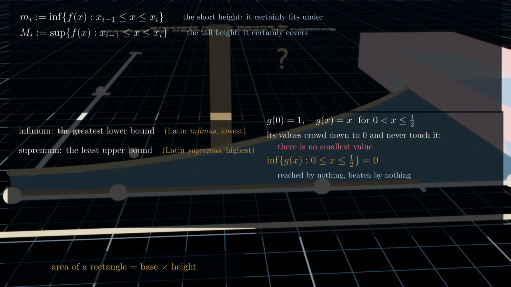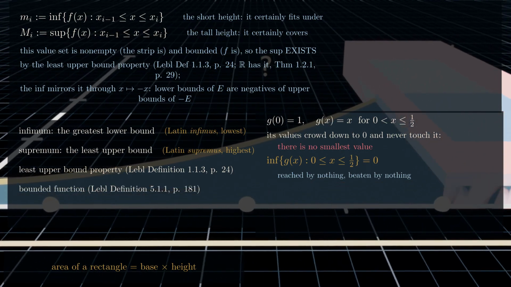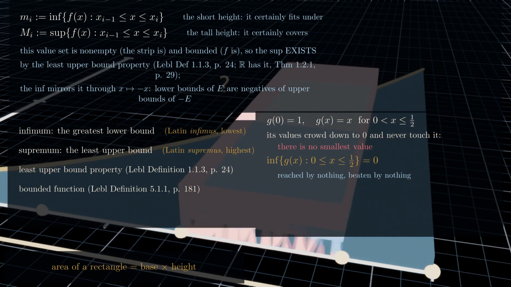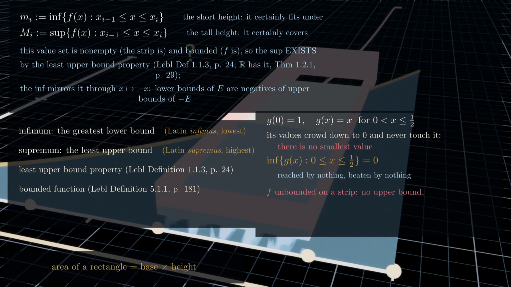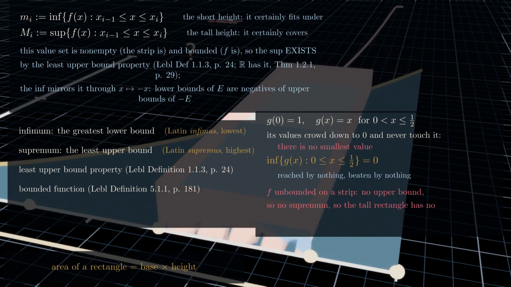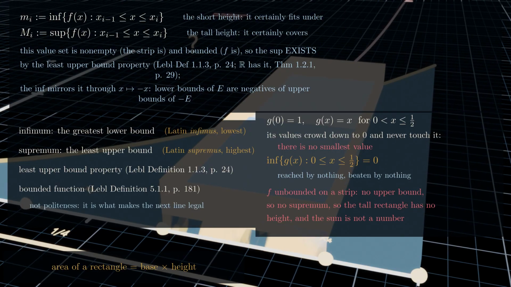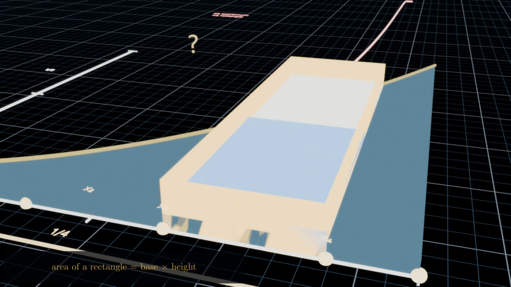Supremum is the least of all upper bounds. The real numbers are built so these always exist for a non-empty bounded set, our Lebl's least upper bound property, what separates the real line from the rationals, which is why the definition opens with the word bounded. If f shoots off to infinity inside a strip, that strip's values have no upper bound, so no supremum. So the tall rectangle has no height, and the sum we are about to write is not a number. Bounded function, closed interval. Not politeness, it is what makes the next line legal.